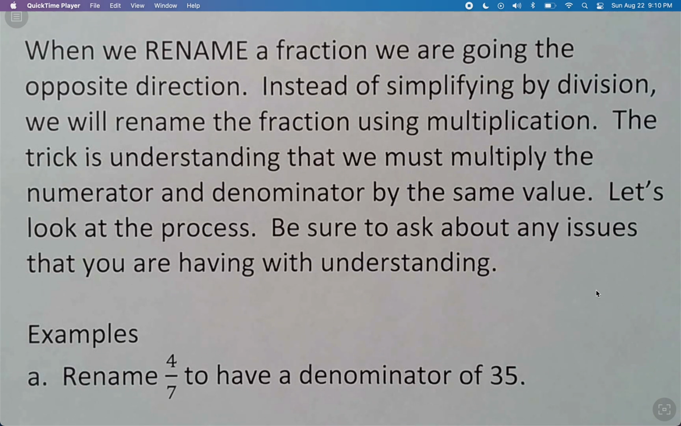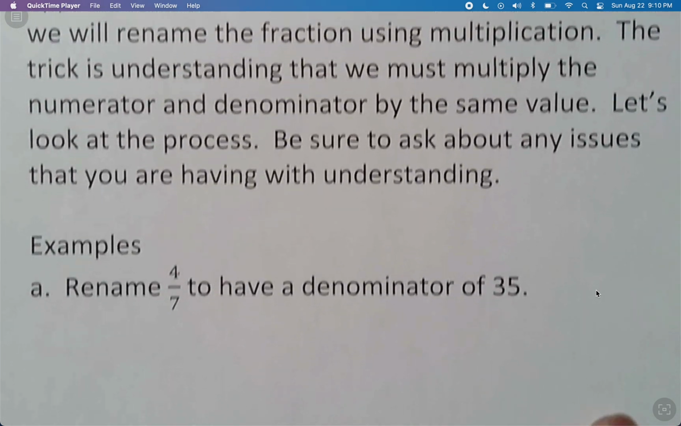When we rename a fraction, we're simply going the opposite direction. So instead of simplifying by division, we'll rename the fraction using multiplication. So good news is we get the multiplication tricks back in. The trick is understanding that we must multiply the numerator and denominator by the same value. So let's look at the process. And again, be sure to ask about any issues you're having with understanding.